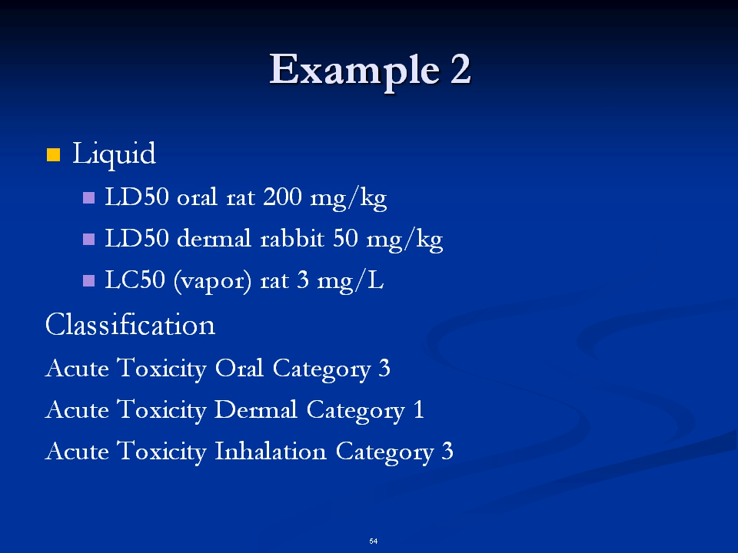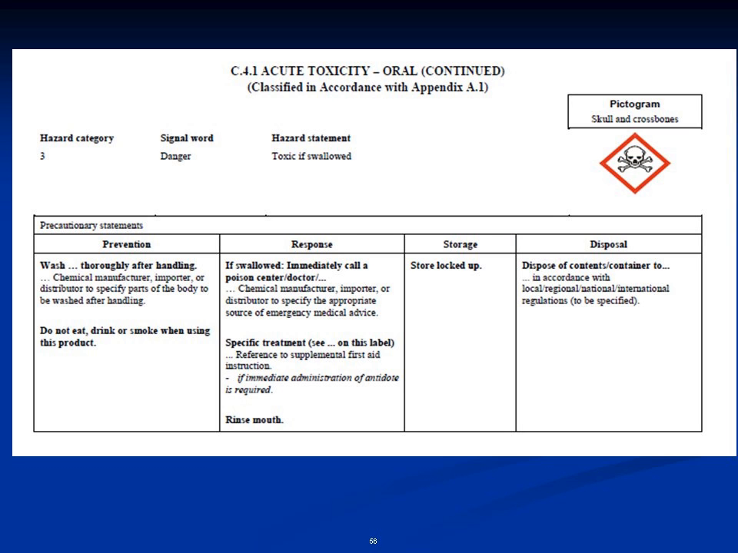So the next step is for me to look at the tables. In this case, I'm going to have to look at 3 different tables. I have to look at an oral table, an inhalation table, and a dermal table. So here's the table that I have for acute toxicity category 3. And you can see it's given me a danger signal word, toxic if swallowed, a skull and crossbones, and some various precautionary statements that I will have to incorporate on my label.